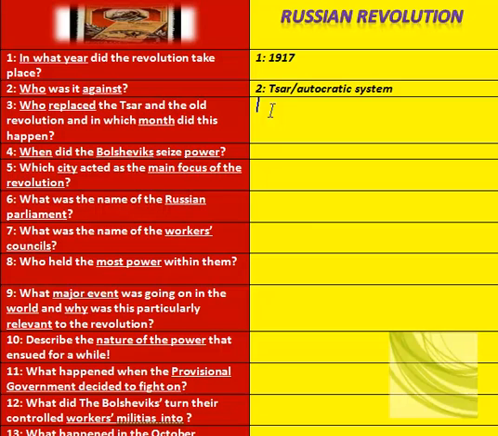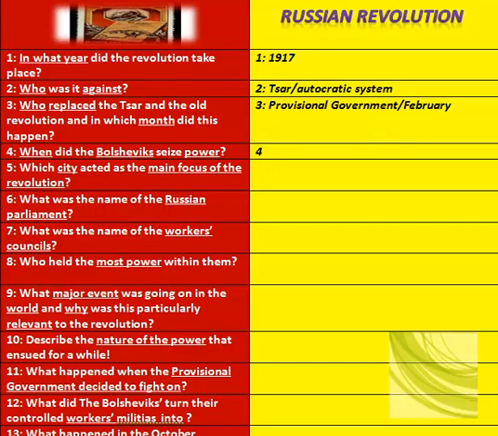Who replaced the Tsar and the old regime, and in which month did that happen? So number three, a provisional government was set up by Kerensky, if I remember correctly, and that was in February of that year, 1917, using our calendar as opposed to the Russian one, which was a Gregorian one.